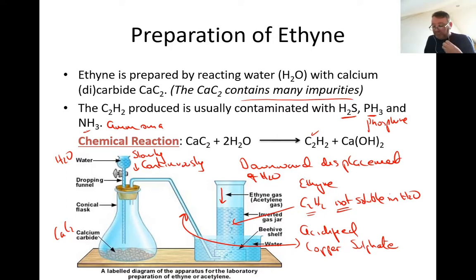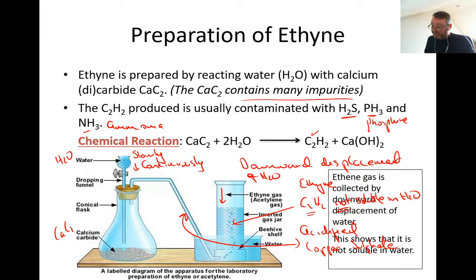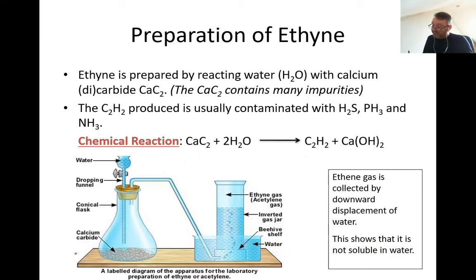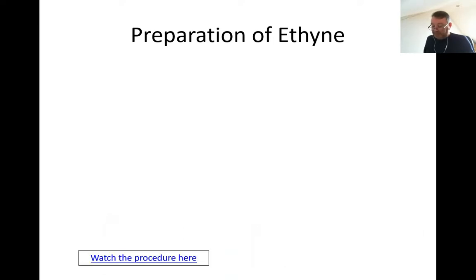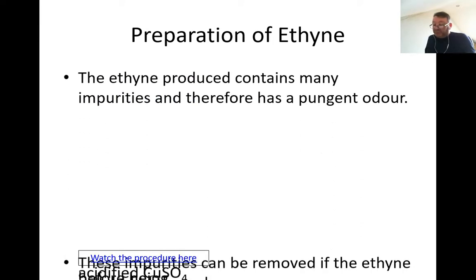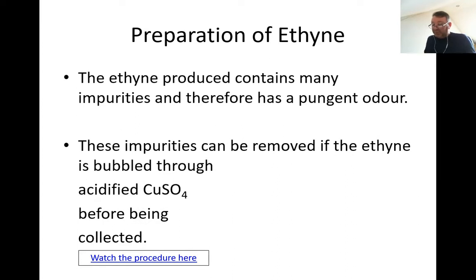The impurities will be removed and the Ethyne gas will be purified. Okay, so we have that there. Just let me take off my notations. So we have it there. Ethyne gas is collected by the downward displacement of water, and it shows also by the bubbles that it is not soluble in water.